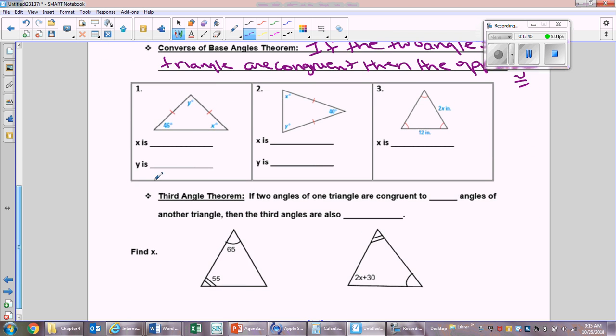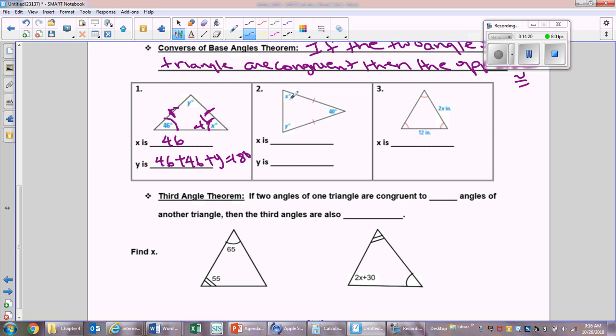Even if they label it as x and y, in this case, knowing that this side is congruent to this, and you know this is 46, this is also going to be 46. So x is going to be 46 because it's an isosceles triangle, so the two base angles are the same. To find y, I can do the triangle sum: 46 plus 46 plus y equals 180. And then you can get to y.